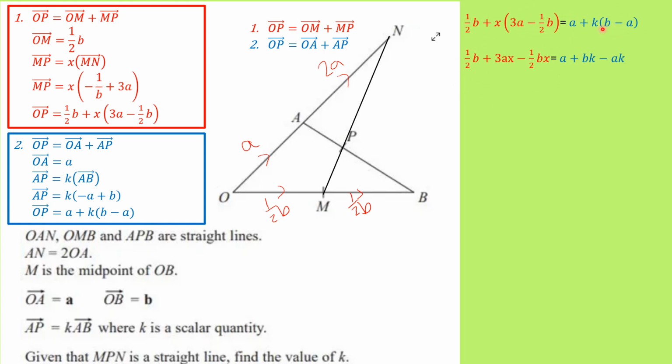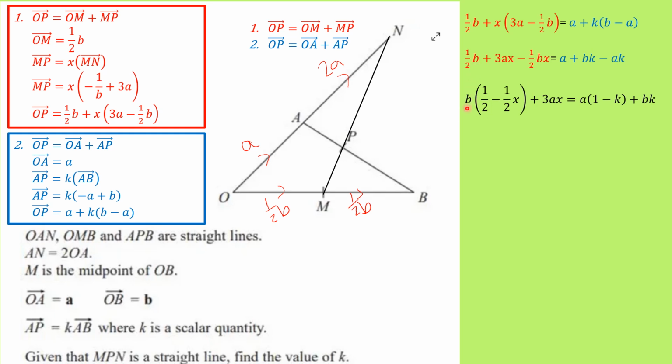So we need to start to bring them together, be able to group them. So I've multiplied out my brackets. And after I've multiplied out my brackets, I'm now going to group the coefficients of B on this side, and I'm going to group my coefficients of A on this side. So factorize them, in other words.